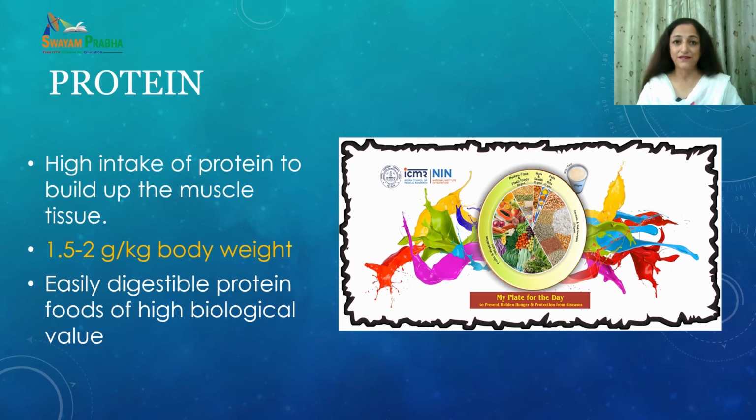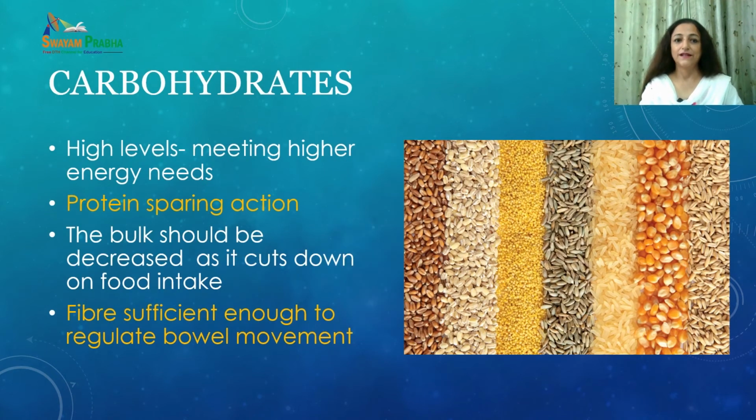We need to recommend a higher amount of protein to build up the muscle tissues, since consistently low intake of food leads to depletion of the protein reserves, and that is why 1.5 to 2 grams per kilogram of body weight is desirable. And it is important that we include easily digestible protein coming from high biological value foods.